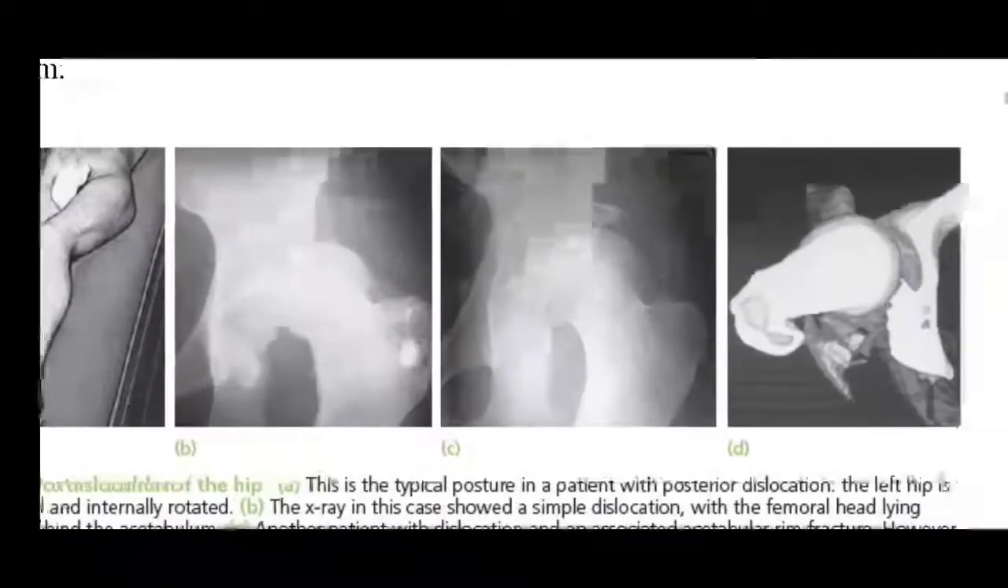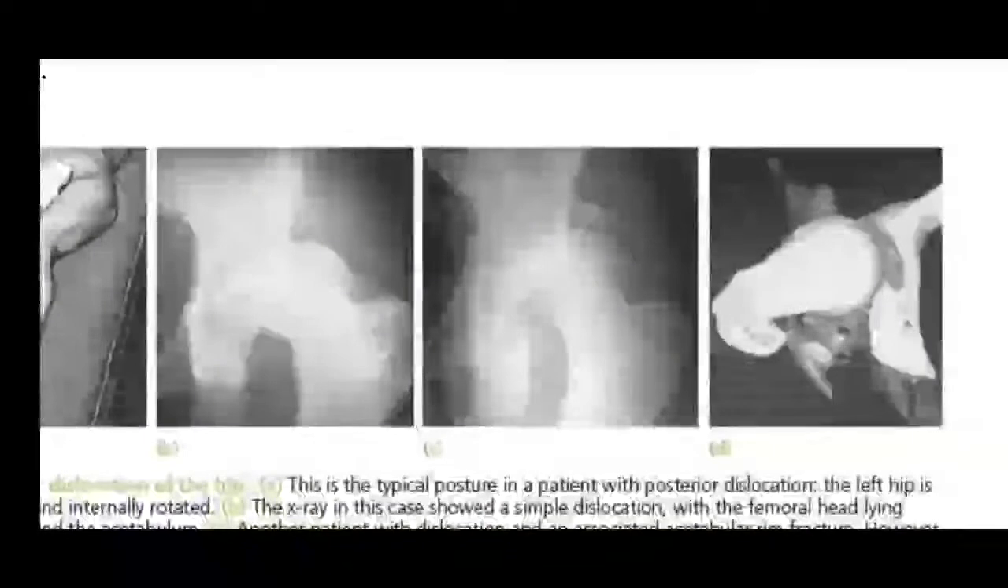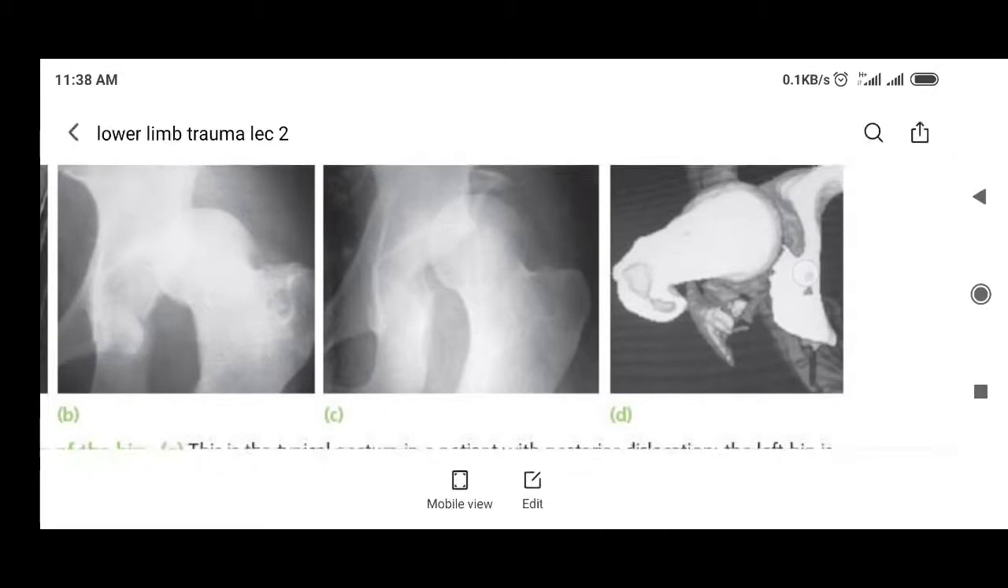This is a posterior hip dislocation associated with a fracture of the posterior wall. So this is a fracture dislocation, and this is the 3D reconstruction. This is the 3D view CT scan showing the posterior wall fracture and the head out of the socket.